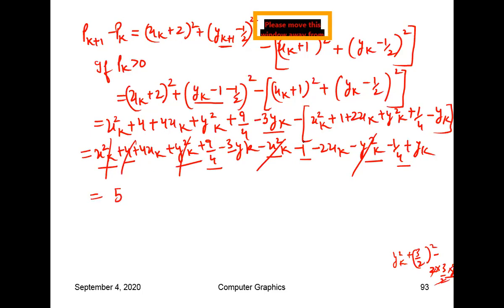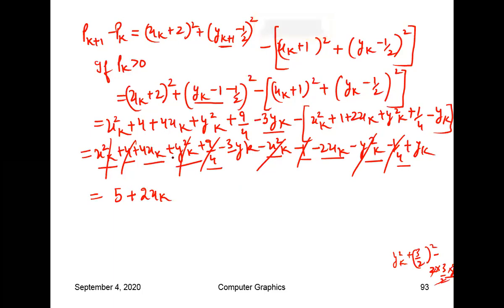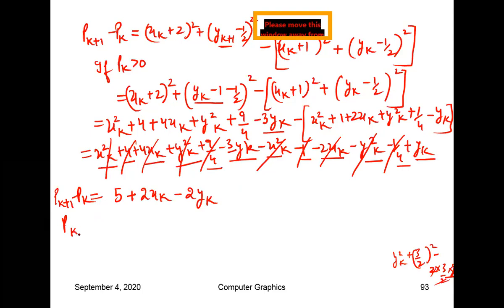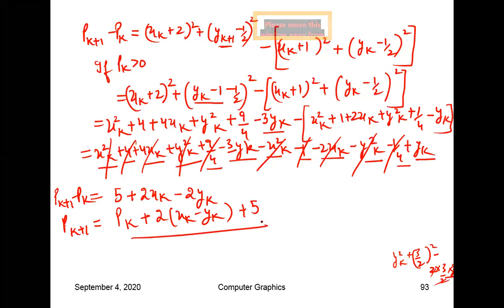Now this 4xk minus 2xk is plus 2xk. And minus 3yk plus yk means minus 2yk. Okay, so this is equal to pk plus 1 minus pk. So pk plus 1 is equal to pk plus 2xk minus yk plus 5. Are you with me till now? Yes, please respond.